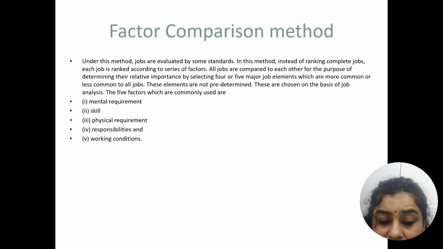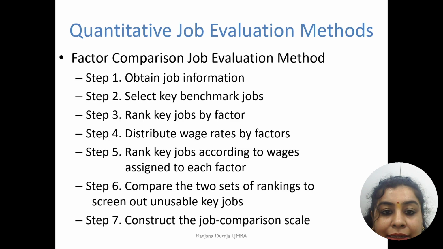Here we have to identify different compensable factors. We have identified five main compensable factors: mental requirement, skill requirement, physical requirement, responsibilities, and working condition. And these are the steps by which we can evaluate a job through the factor comparison method.